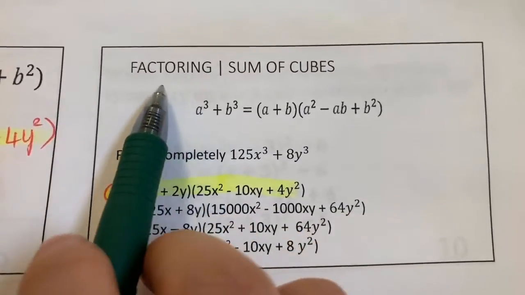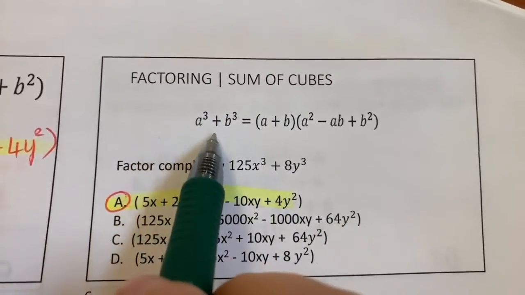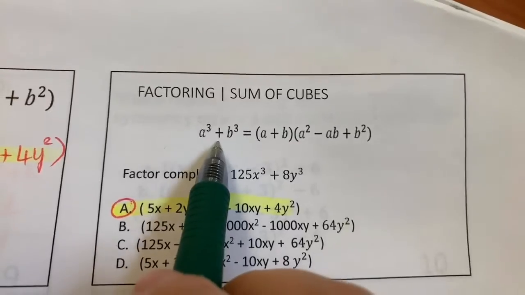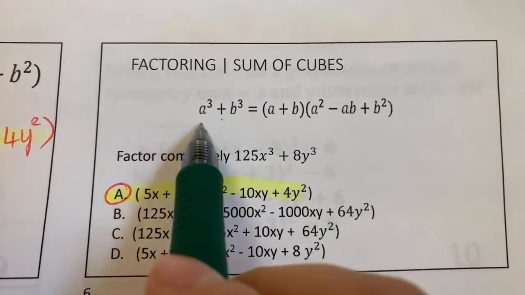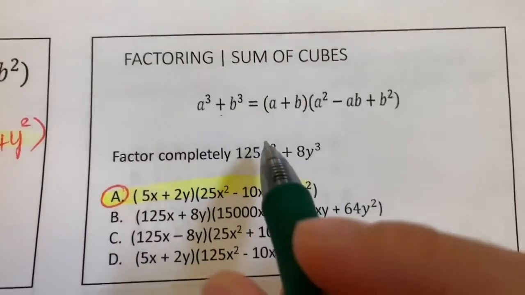Next we have factoring, sum of cubes and difference of cubes. So the only thing different is the sign. Like the sum starts with adding, and then the difference starts with subtracting. Okay.